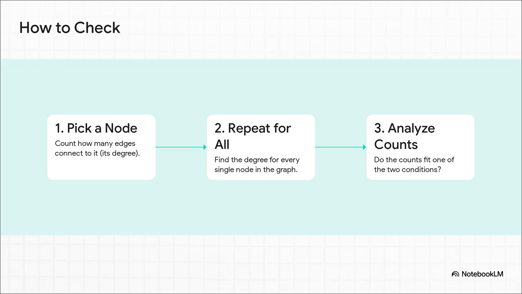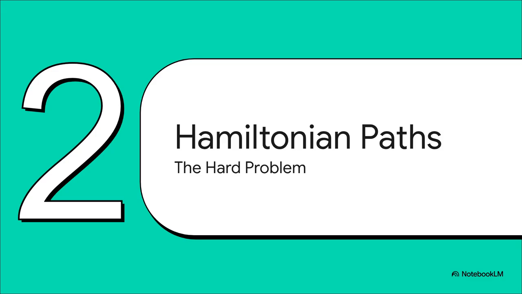So on an exam, this is your secret weapon. For an Eulerian problem, do not waste a single second trying to trace the path. Just go to each node and count the lines coming out of it. It's a brilliant shortcut that turns a tricky drawing puzzle into a simple counting exercise. All right, so that was the easy one. Now let's move on to its much tougher twin. This is where our fun little puzzle suddenly becomes a massive computational problem.